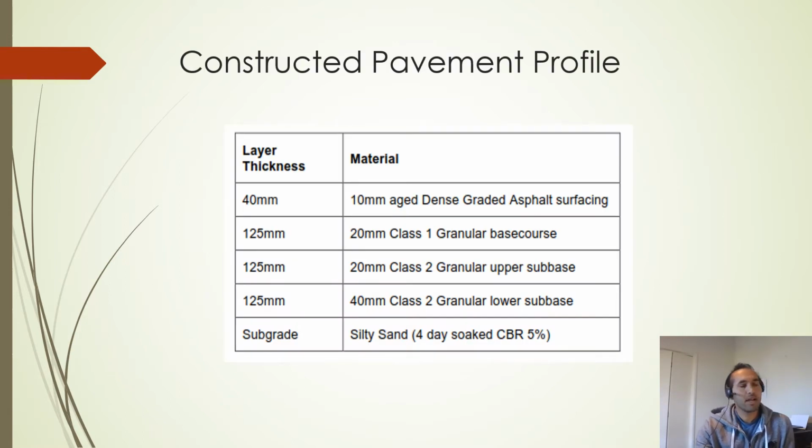The next slide is about what the constructed pavement is. The constructed pavement is a 40 mil dense graded asphalt surface with a 125 mil granular base course, 125 mil upper sub base, 125 mil of lower sub base, which is a class 2 crushed rock, 40 mil aggregate, and a silty sand subgrade, CBR 5%.